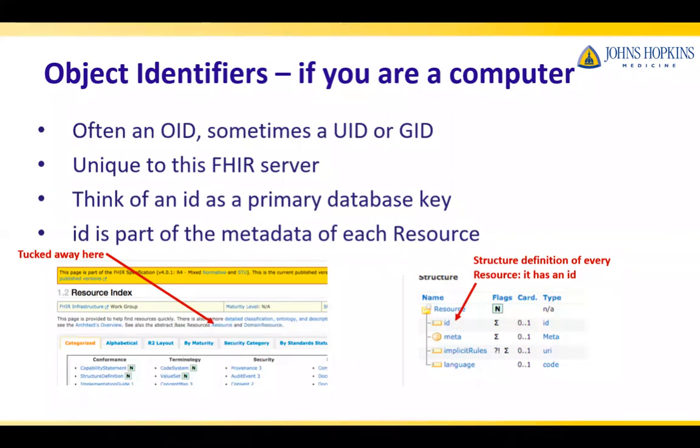This is the most critical by far. The metadata we'll talk about in a bit. Implicit rules include things like whether or not an item can be deleted in security, and then language, the primary language. But the one that we're interested in today is this ID right there.